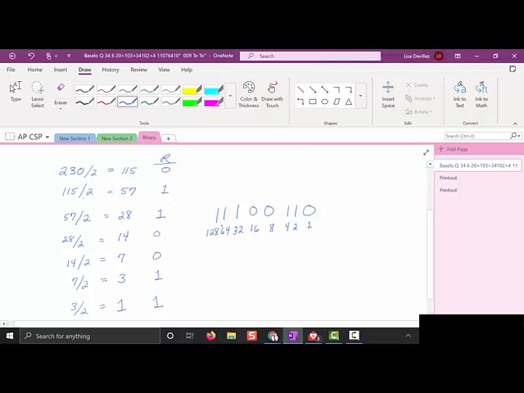Okay, so let's see what we got here. 128 plus 64 plus 32 plus 4 plus 2 gives me 230. So we worked it up backwards, right? 128 plus 64 plus 32 plus 4 plus 2, and that does equal 230. Just another example for you of how to do that conversion.